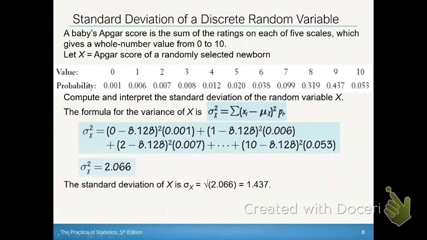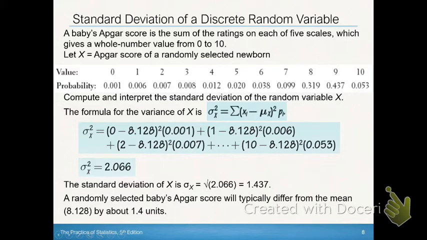deviation. Now in terms of how you interpret your standard deviation, we're going to use that same fill-in-the-blank sentence from back in chapter 1, where we say that whatever our y context is, it's going to typically vary from whatever the mean is. So in this case, the randomly selected baby's APGAR score will typically vary from the mean by about 1.4 units.